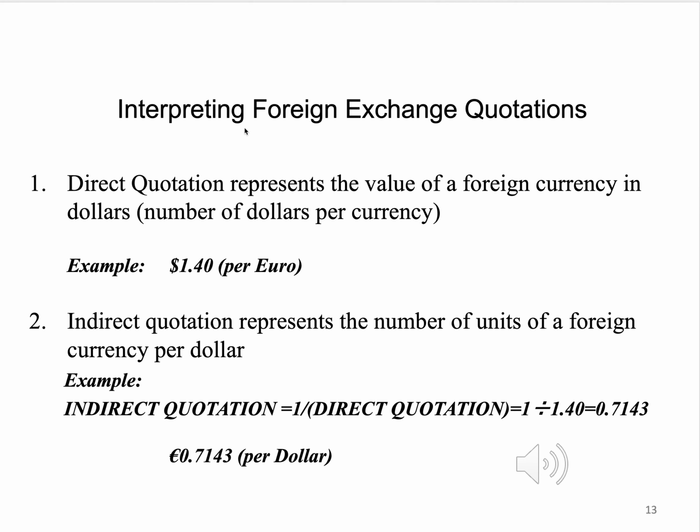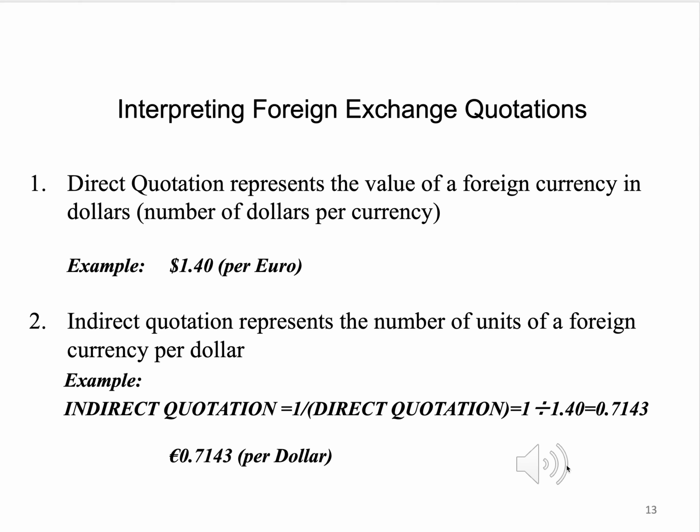Now, in our earlier example, the direct quote is $1.4 per euro. How many euro per dollar? You just do 1 divided by 1.4. Now, it's the inverse. You flip it: 1 divided by A over B equals B over A. Here, you have 0.7143 euro per dollar.